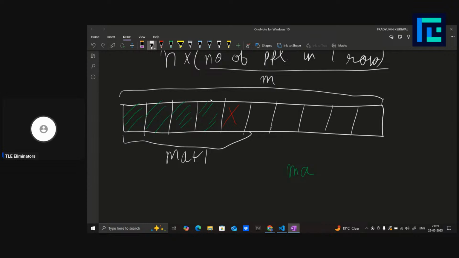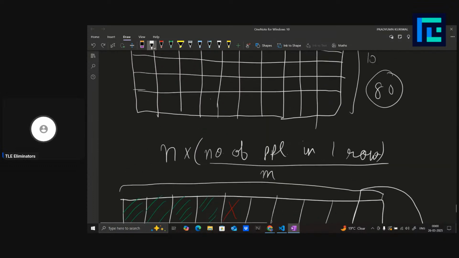So you will keep doing this: you will fill these cells and leave one cell. Then you will again fill ma cells and leave one cell. So again you will have ma plus 1 cells. You will do this until there are fewer than this number of cells in the end.